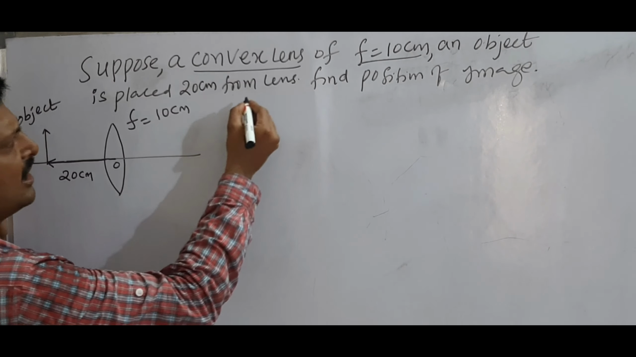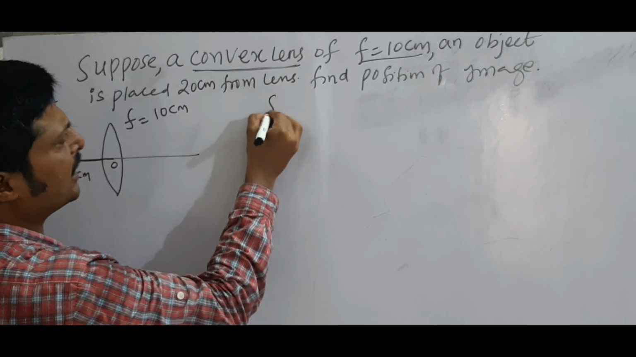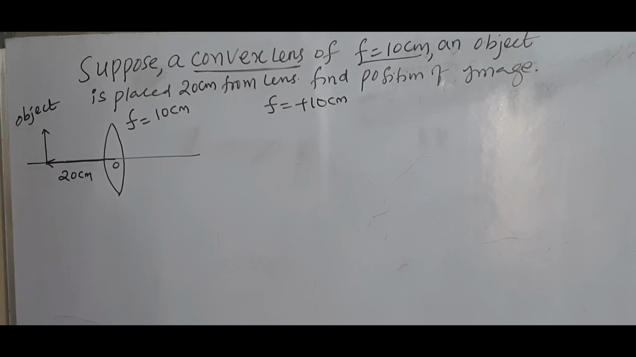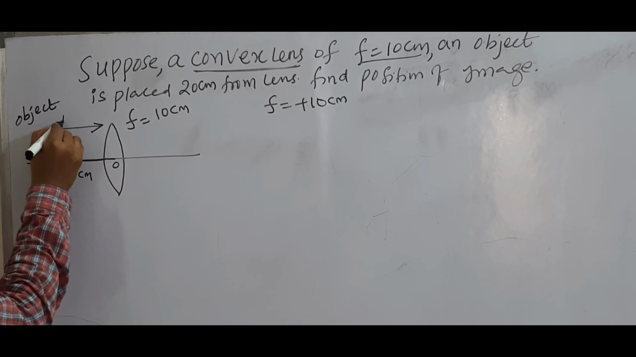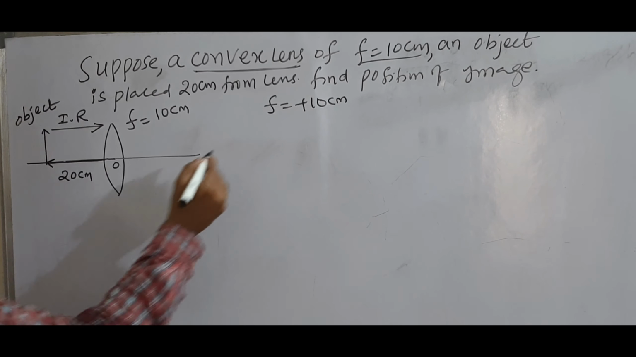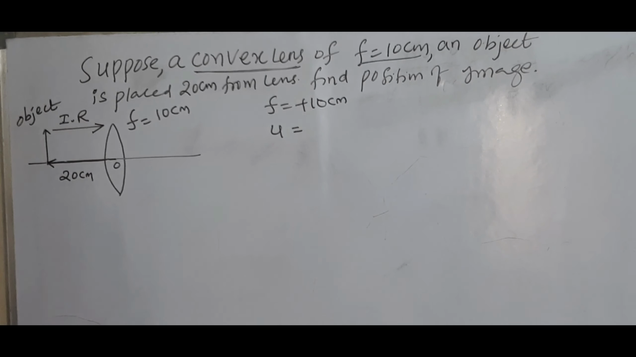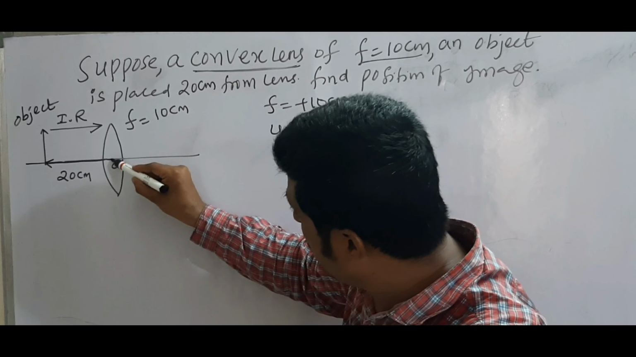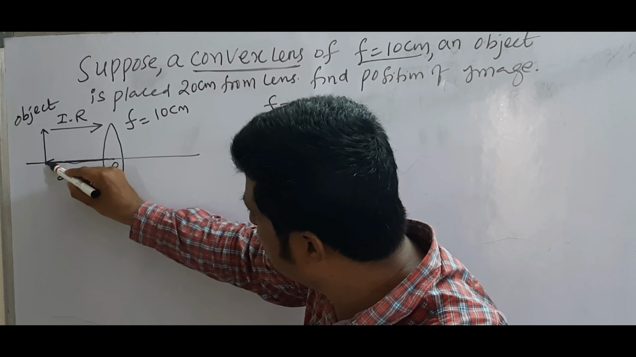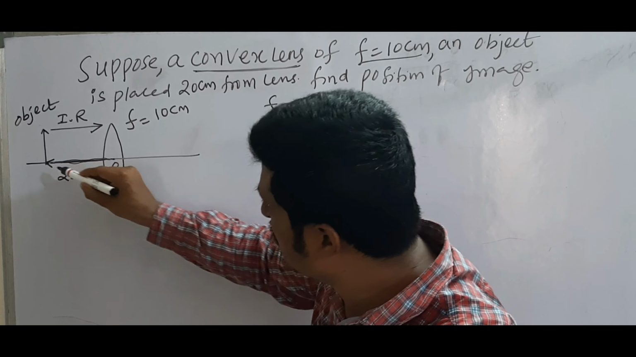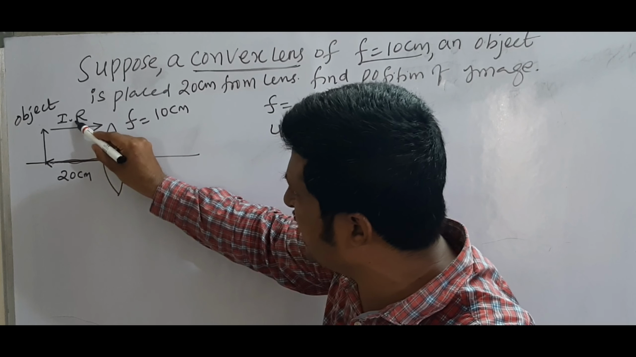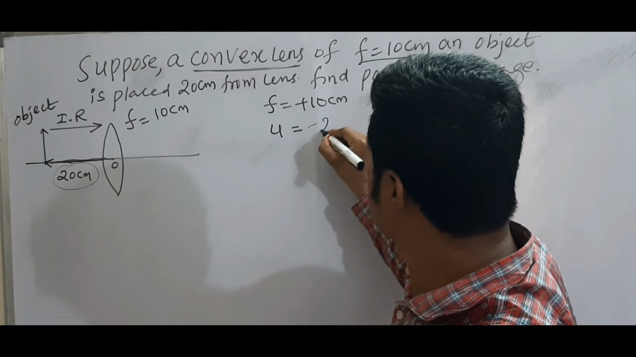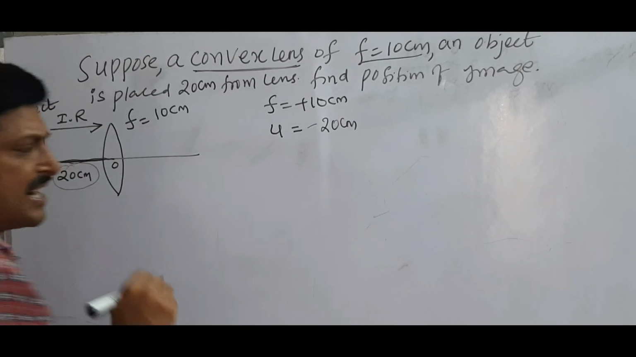Already we know very well for a convex lens, the focal length is positive. So this is plus 10 cm. Next, from the object, this is the direction of incident rays. Then measure the object distance. All distances are measured from the optic center. So from the optic center to the object, this is the object distance. That means you are moving opposite to the incident rays. If you are moving opposite to incident rays, that value is taken as negative. So this is minus 20 cm.